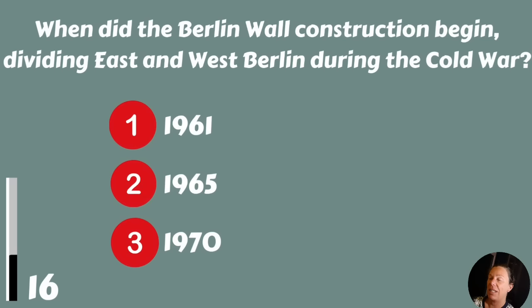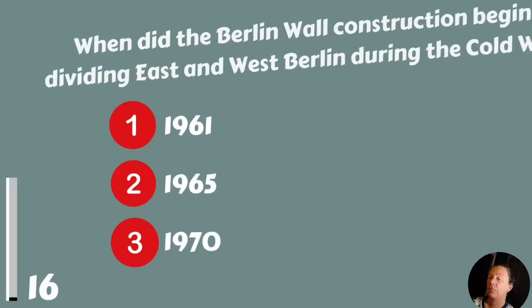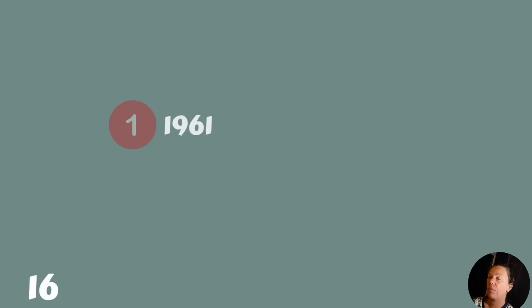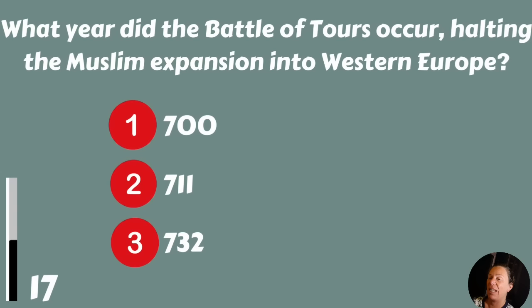1961, 1965, or 1970? 1961. What year did the Battle of Tours occur, halting the Muslim expansion into Western Europe?